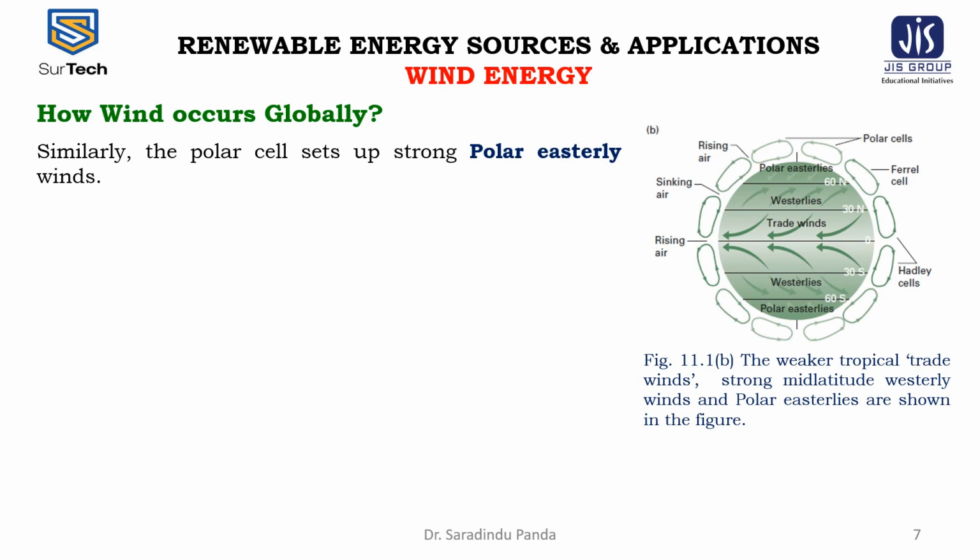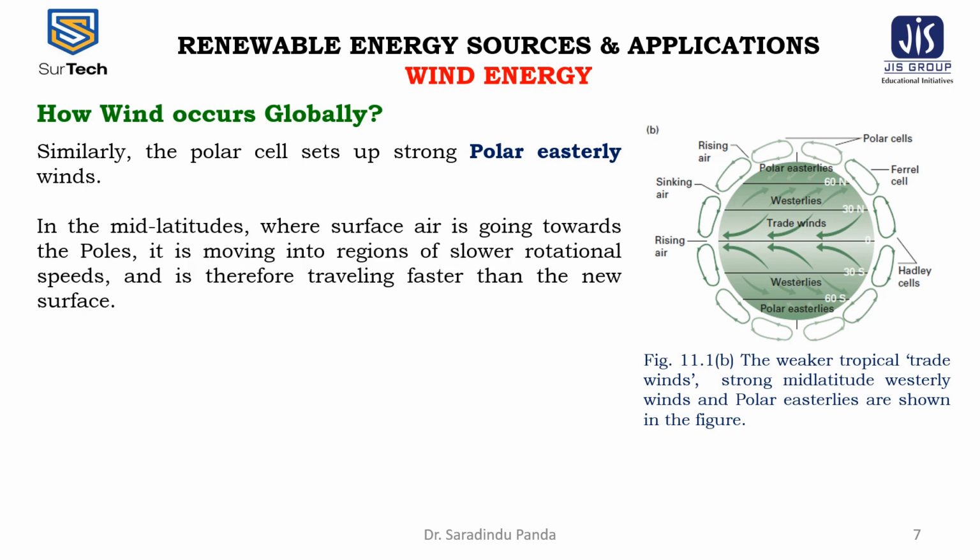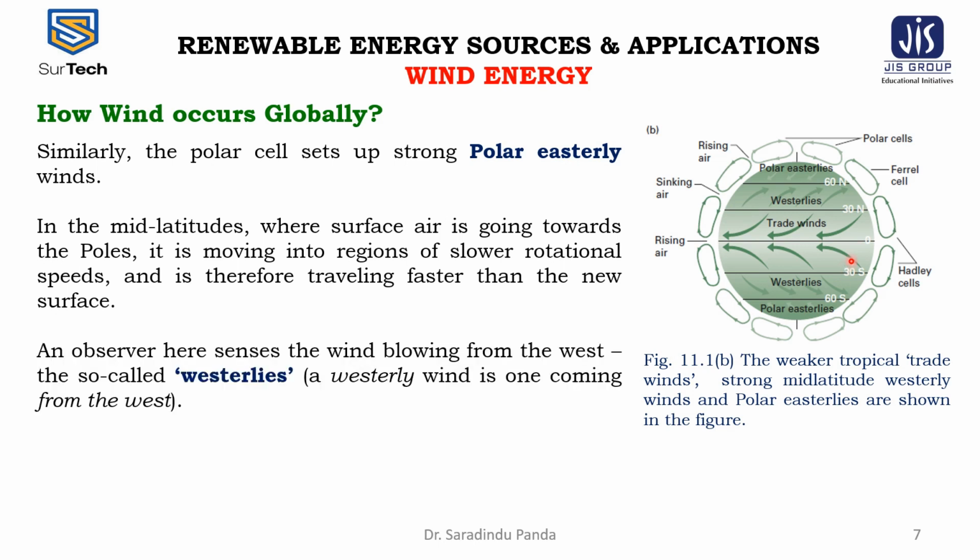Similarly, the polar cell sets up strong polar easterly winds, which are shown in this figure. In the mid latitudes, where the surface air is going towards the poles, it is moving into regions of slower rotational speeds and is therefore traveling faster than the new surfaces. An observer here senses the wind blowing from the west, the so-called westerlies. A westerly wind is one coming from the west.